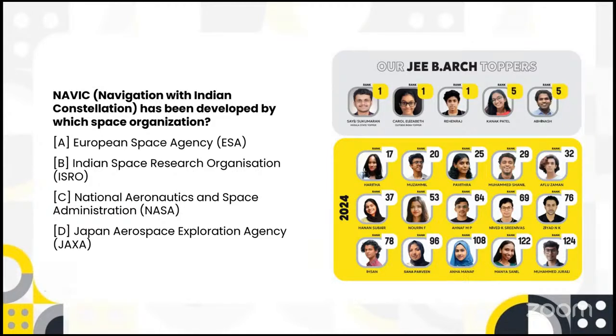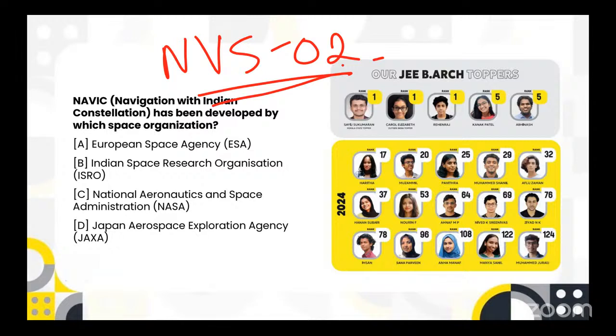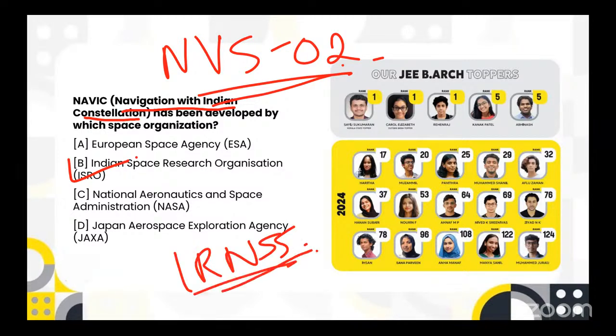Recently there was a failure of one of the satellites, NVS-02. The space agency conducted this operation and it was a partial failure, so that was a setback for the NavIC system. What is NavIC? Navigation with Indian Constellation. It is by the Indian Space Research Organisation, India's own satellite navigation system. Earlier it was known as IRNSS, the Indian Regional Navigation Satellite System, developed by ISRO.